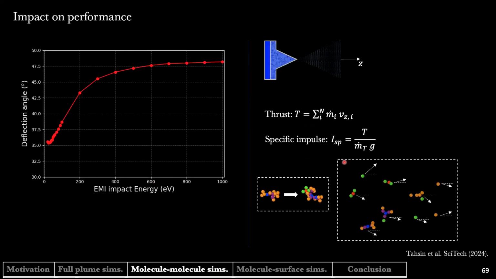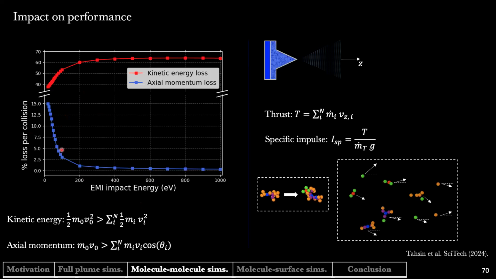And we're also interested in the impact of these collisions on the performance. This is the formula of the thrust. As we can see, only the axial velocity Vz contributes to the thrust. And the specific impulse is also dependent on the thrust. So the performance of the spacecraft depends on the axial component of the velocity. So all these off-axis deflection angles are detrimental to the overall performance of the thruster. And this figure here on the left gives the deflection angle as a function of the impact energy, sorry.